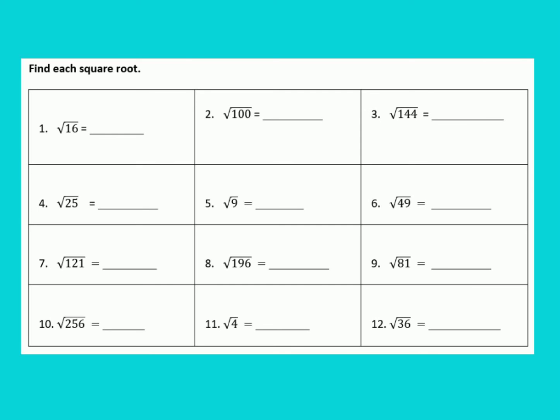So as we move on to the next page, there's some problems to find each square root. So you might want to reference the first page of your notes to help you with this. First problem says the square root of 16. So think about what number multiplies by itself to get 16.